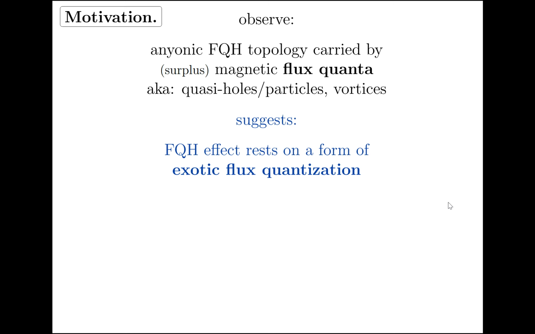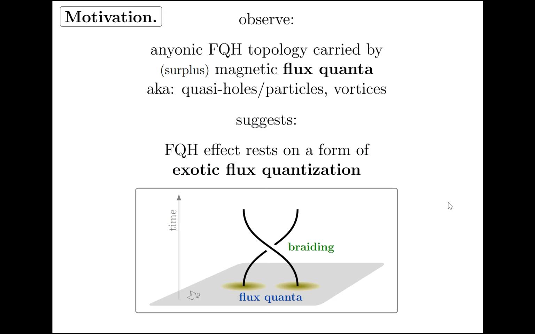So this suggests that the fractional quantum Hall effect actually rests on a form of exotic flux quantization. It's these flux quanta, or their exotic new nature in these systems, that actually carry the quantum topology. Here's a cartoon highlighting that if we're talking about braiding anions in these systems, that becomes braiding phases, topological phases. It's ultimately the flux quanta that braid around each other. And of course, with them, the vortices in the corresponding 2D electron gas. But foremost, it's the flux quanta.